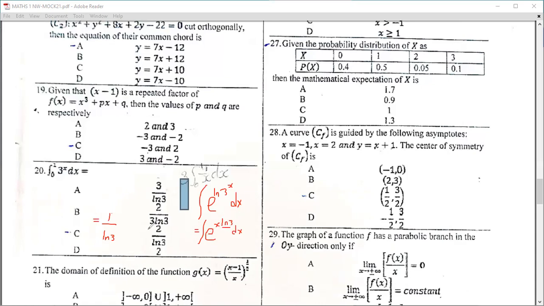But we know that e to the power x ln 3 is just the same as 3 to the power x. So when you integrate, you're going to have 3 to the power x, all that on ln 3. And then we take the limits of integration from 0 to 1. So when x equals 1, we have 3 over ln 3. And when x equals 0, you have 1 over ln 3, right? So this will give us 3 minus 1, all this on ln 3, which is the common denominator. So this gives us 2 on ln 3. So that's why the answer here is C, 2 on ln 3.